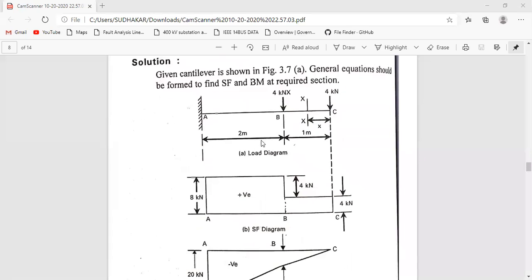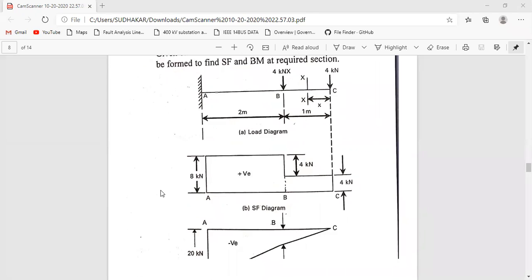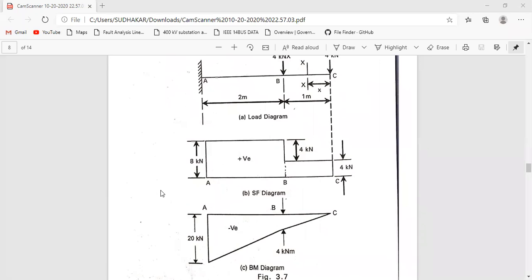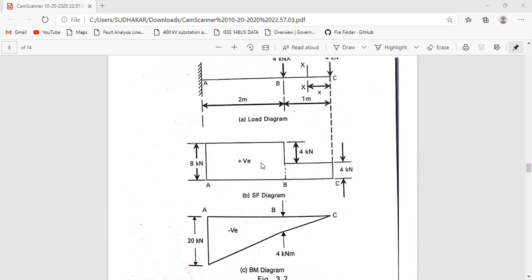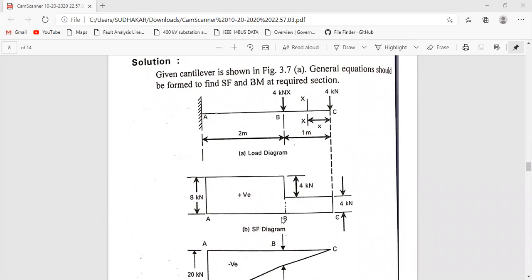Before we calculate the shear force and bending moment diagram, I'm just going to explain the basic assumptions, how to draw shear force and bending moment diagrams apart from the calculations. Just remember my concept. Suppose we draw a baseline here, A, B, C. This is the baseline.